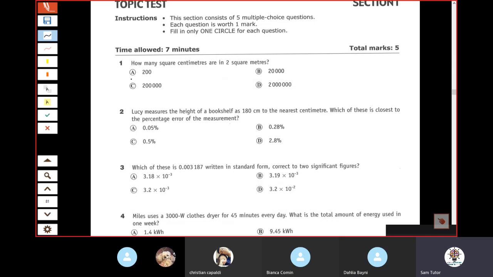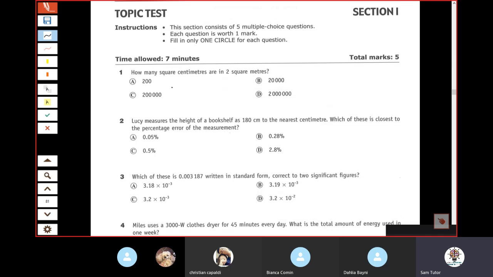Okay, simple question. Question 1. How many square centimeters are in 2 square meters? We're timing by 100 squared. So 20,000. Okay.